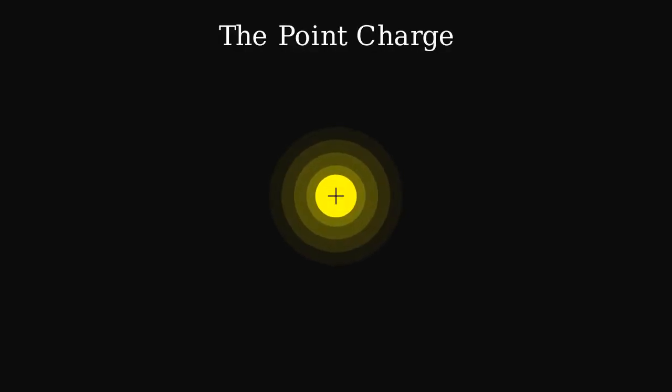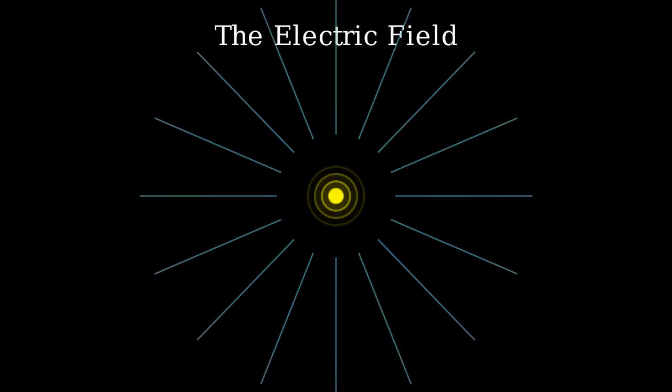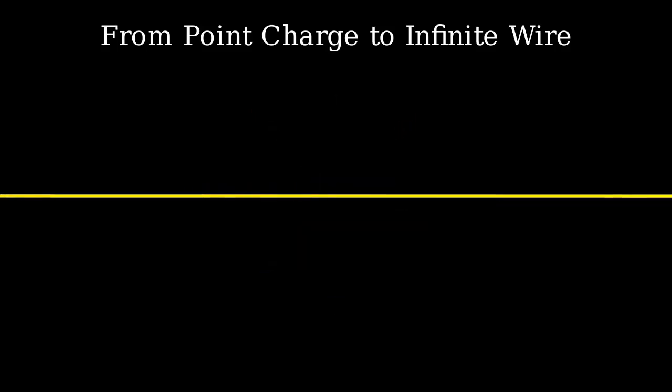Imagine a single point charge. Its electric field radiates outward in all directions like a tiny glowing star. But what if we stretch that charge out into an infinitely long straight wire? We want to find the electric field at a specific point, a distance r away.